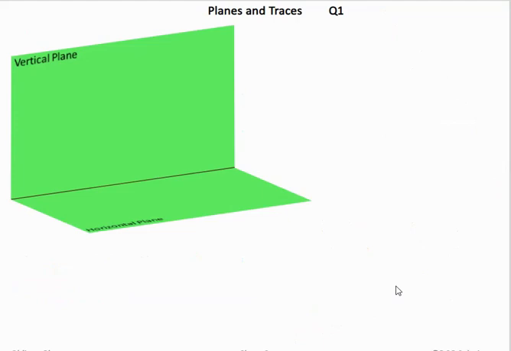Now looking at planes and traces and where all these traces actually come from.